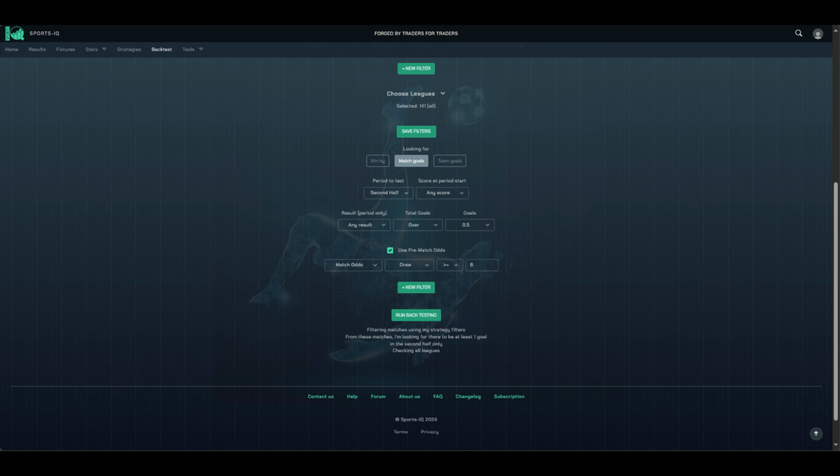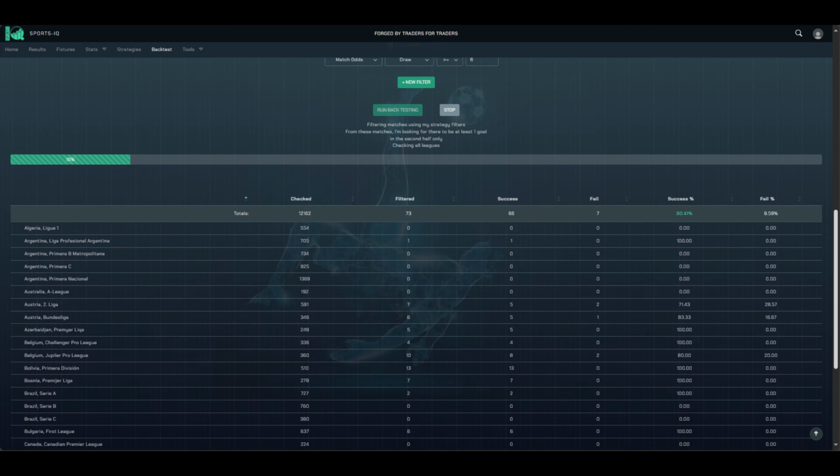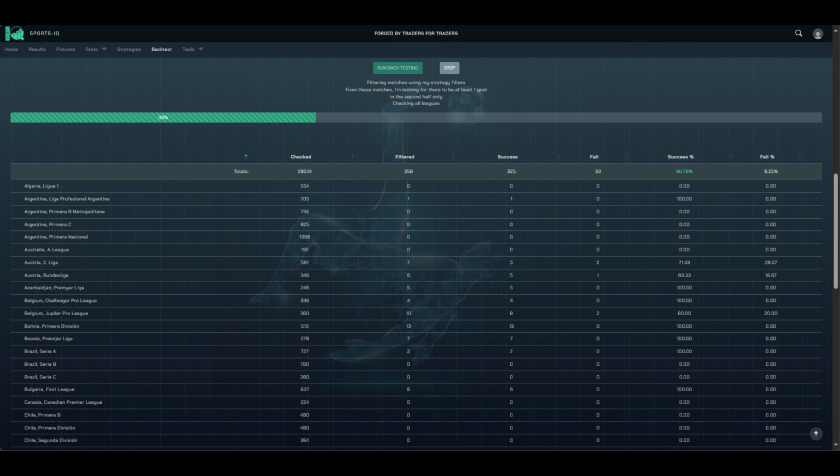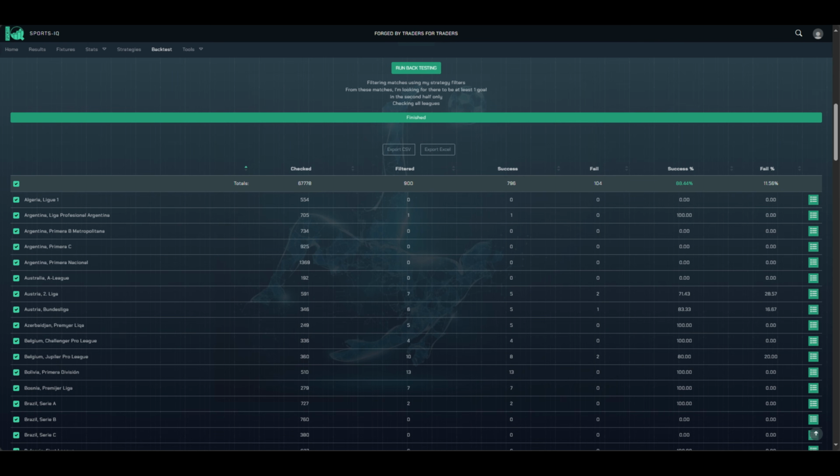As you can see, this filter has a success rate of 88.44%, and with a total of 900 games to trade, this gave us 796 successes and 104 failures. Now let's break down the results.